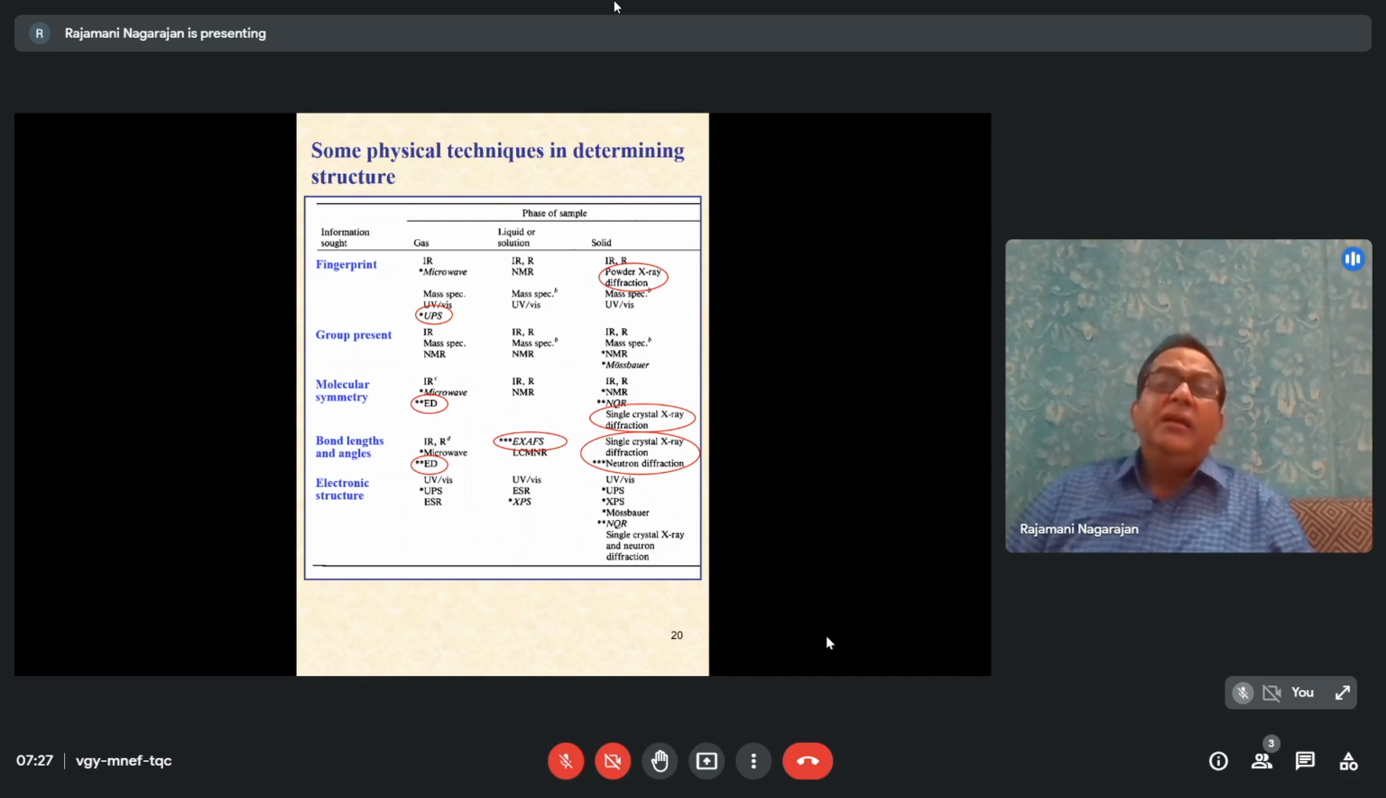And for liquid or solution, IR, Raman, NMR. And if it is a solid, I would prefer IR, Raman, NMR, NQR. That's a very, very important technique, nuclear quadrupole resonance spectroscopy, and single crystal X-ray diffraction. That's a diffraction, that is not a spectroscopy technique.